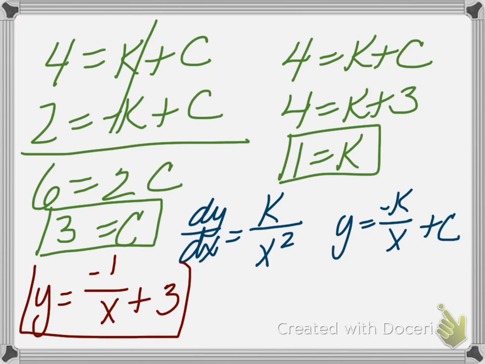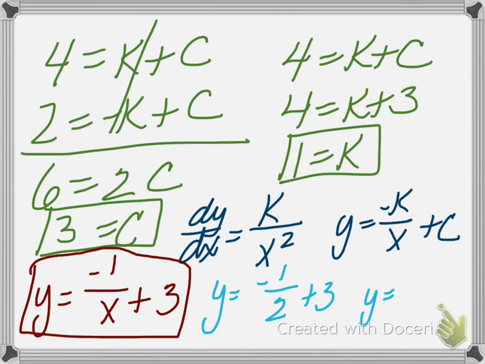So that means this is my original function, and I'm supposed to find out what happens when x is 2. So when x is 2, I get y equals negative 1 over 2 plus 3. So a negative 1/2 plus 3 equals 2.5, also known as 5/2, and that was choice E. So I guess that's it.